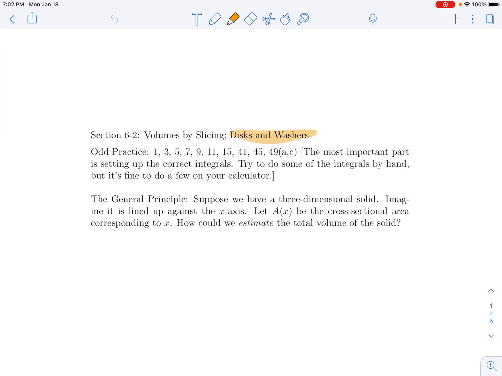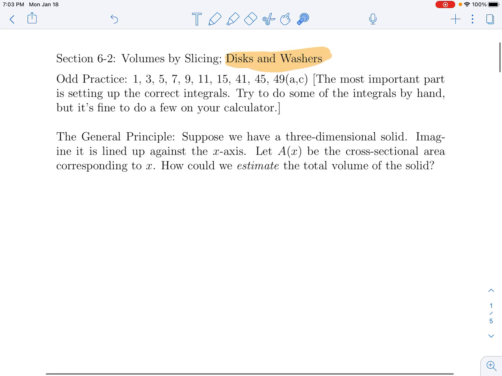So any volume problem I ask you to do can be tackled using some of the principles in this section. And there's one general principle that would work in a variety of contexts, and then what's called the method of disks and the method of washers are just a little more specific, and they're the examples that come up the majority of the time. But there is a deeper principle, and if you understand that, you're good to go. So here's the general principle.